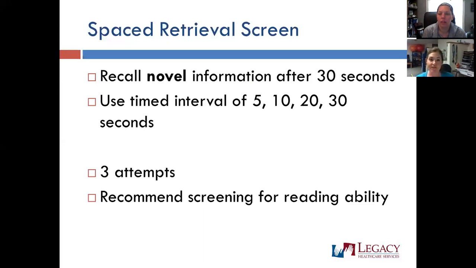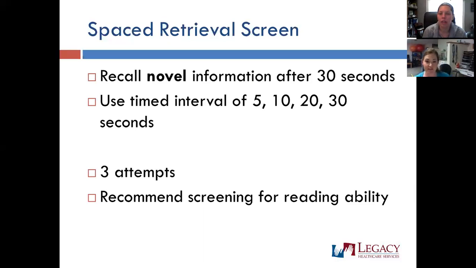But if they miss it on the first day, they're not ruled out. Because people with dementia have good days and bad days, they may do great the next day. So they're ruled out only if they miss at 30 seconds after 3 attempts, given the 5, 10, 20, and 30-second delay.